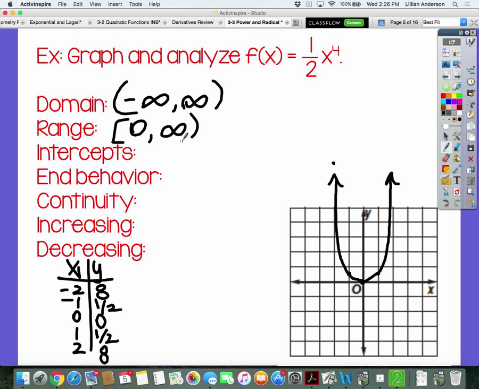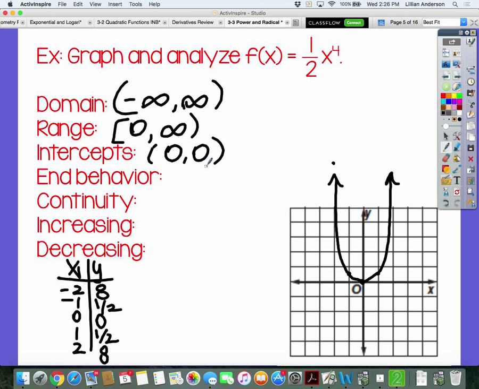Awesome. Intercepts. These are your x and/or y intercepts. Where does this graph cross the x or y axis? (0, 0). Okay, so in that case, both the x and y intercepts are (0, 0). And yes, you write these as points. We'll come back to end behavior.